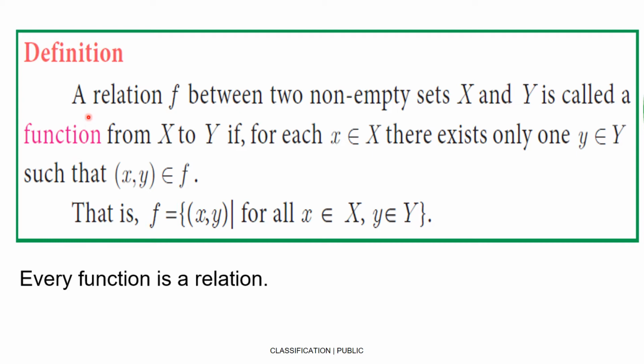A relation f between two non-empty sets, that means it should have an element in X and Y, is called a function from X to Y if for each x belongs to X, there exists only one y belongs to Y such that (x, y) belongs to f. That is, f equal to {(x, y) such that for all x belongs to X and y belongs to Y} is a function. Clear? And also every function is a relation itself. Clear?